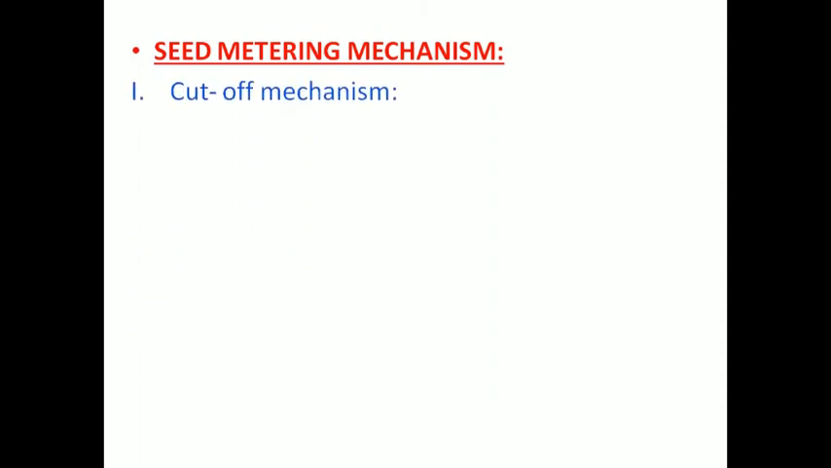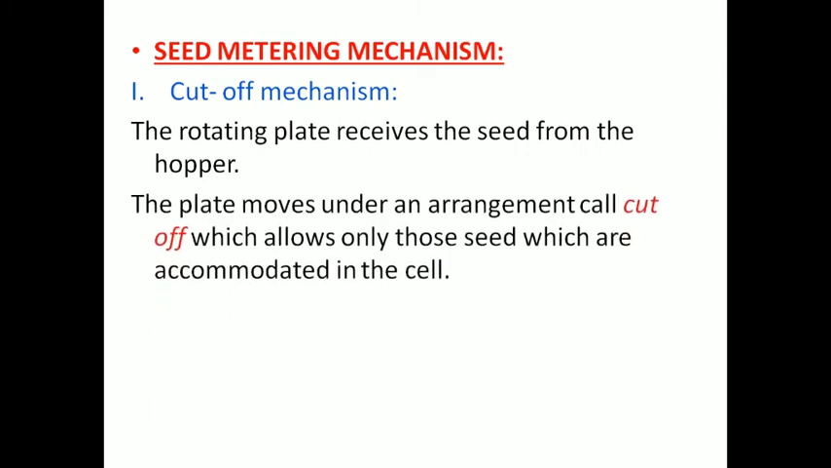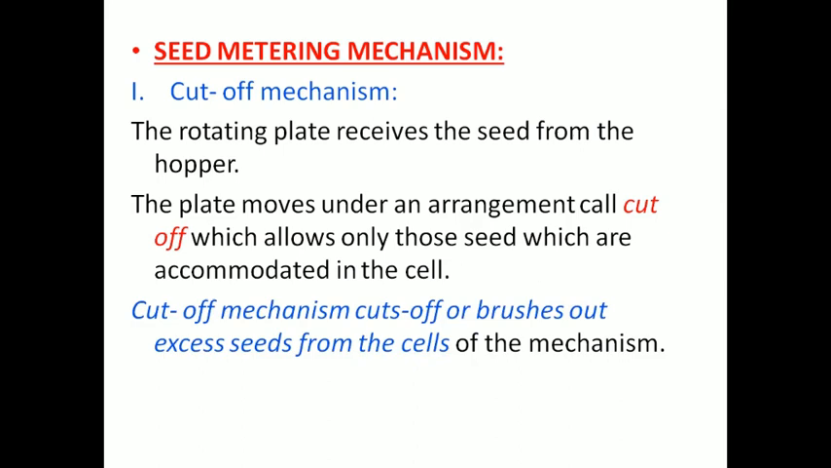The seed metering mechanism has some components like the cut-off mechanism, and each mechanism has a certain function. The cut-off mechanism receives the seed from the hopper. This is the rotating plate which receives the seed from the hopper. The plate moves under an arrangement called cut-off, which allows only those seeds which are accommodated in the cell. The larger size seeds are thrown out. The cut-off mechanism cuts off or brushes out excess seeds from the cells. This is also one function of the cut-off mechanism.